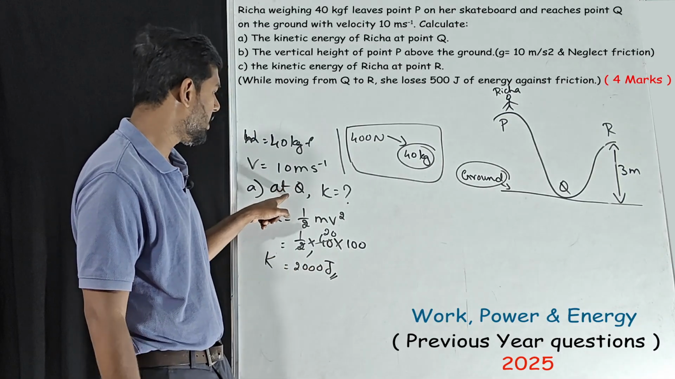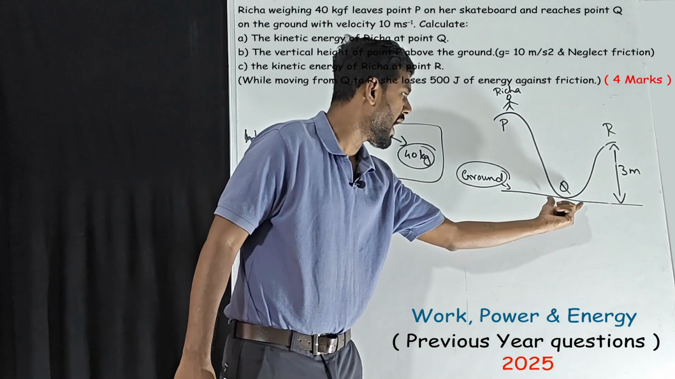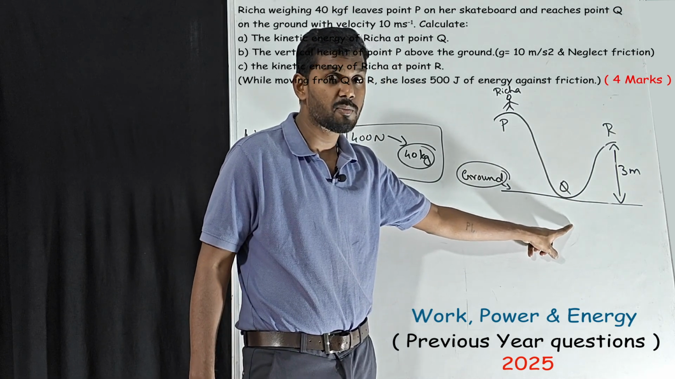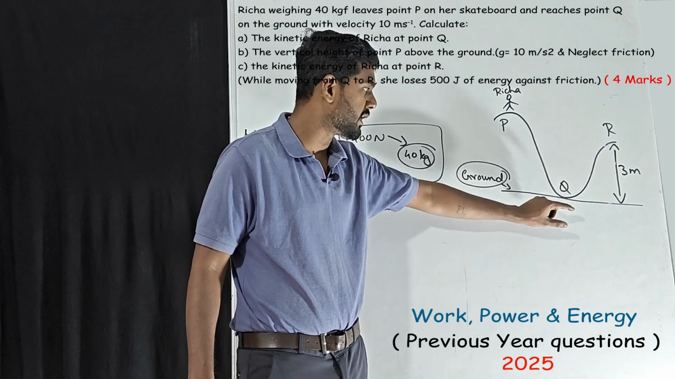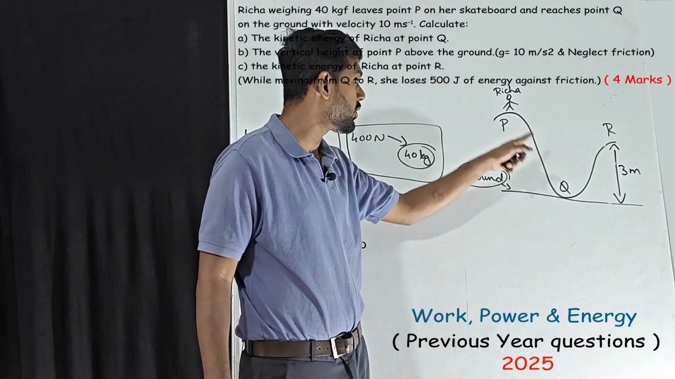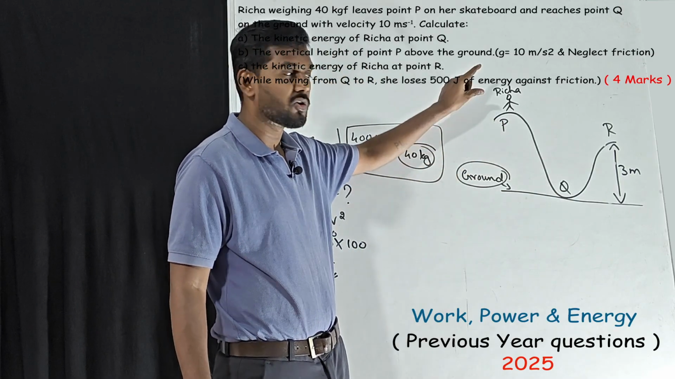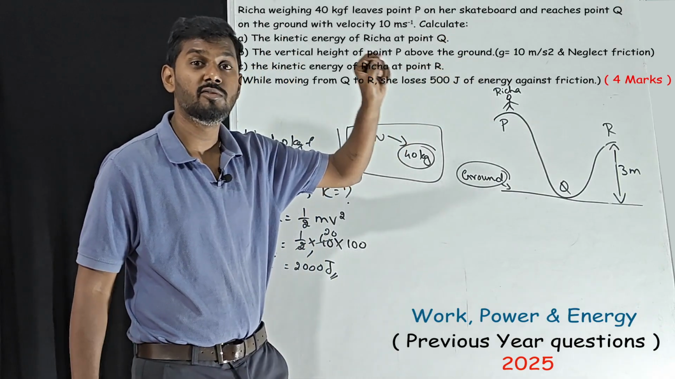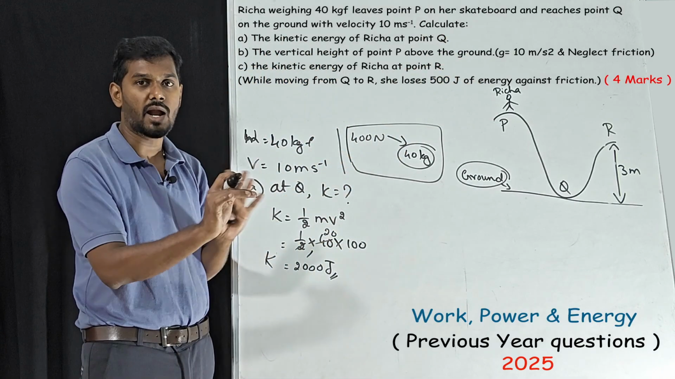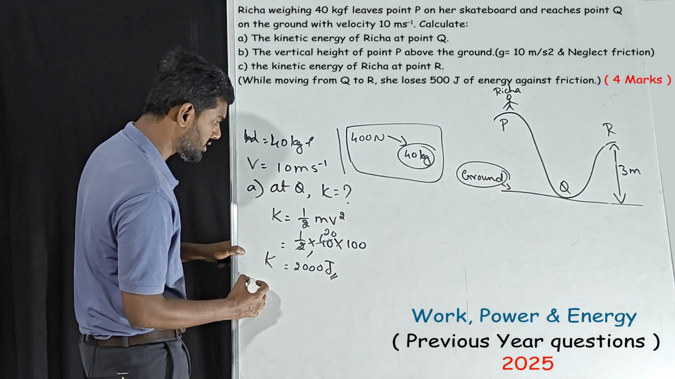See, at what point are we finding the kinetic energy? At Q. At Q, kinetic energy will be 2000, potential energy will be 0. Why? Because no height. But I told you, whatever the kinetic energy we have, the same potential energy we have at P. So here at P also, potential will be 2000, kinetic energy will be 0. Like this you need to understand. Okay, the first question is done.